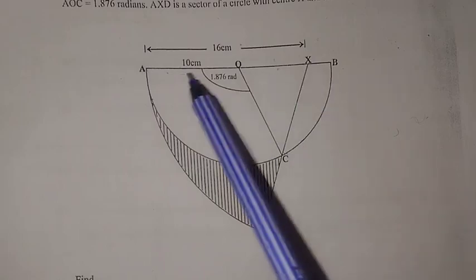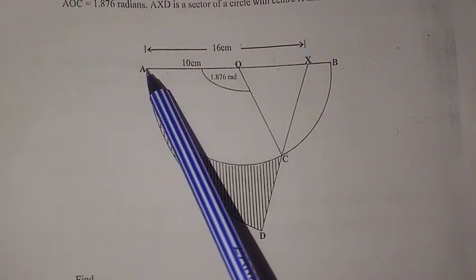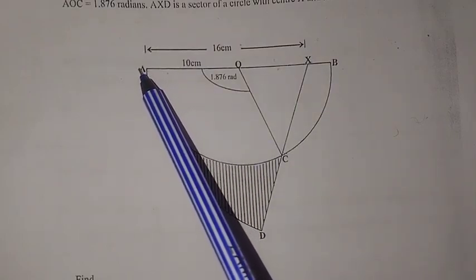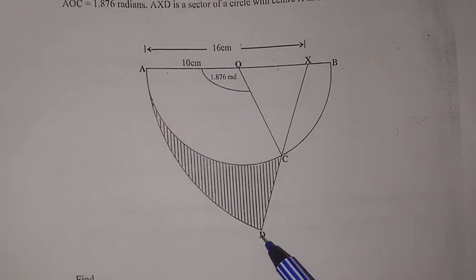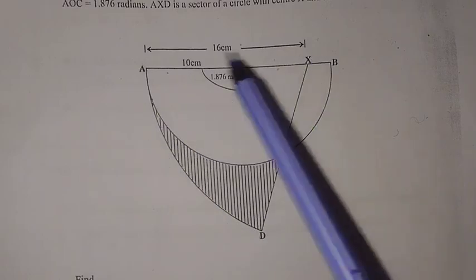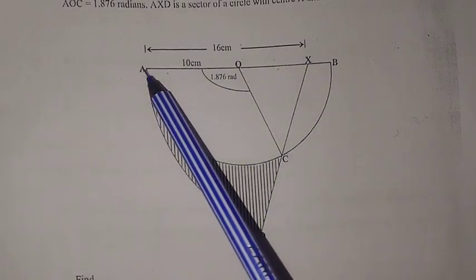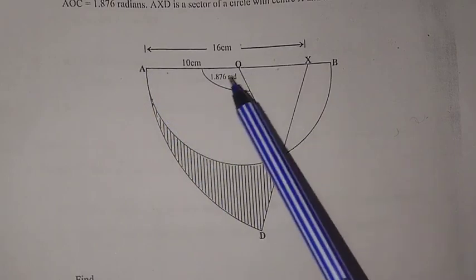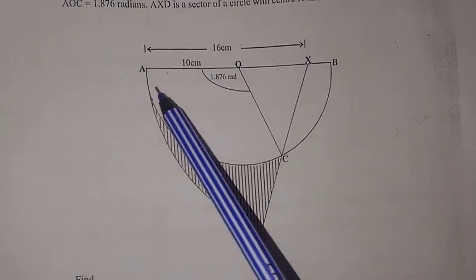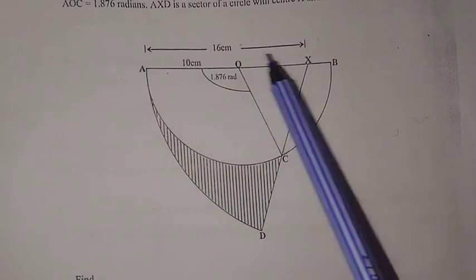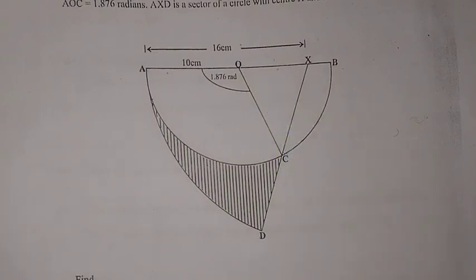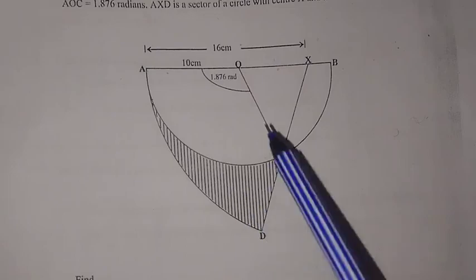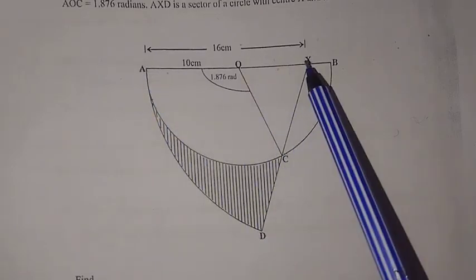First, we can notice that we have this sector AXD, this bigger sector right here. Then we also have this smaller sector inside, AOC, this one right here. Then we also have OXC. This is a what? A triangle.